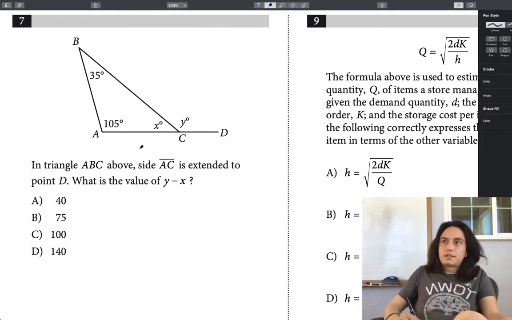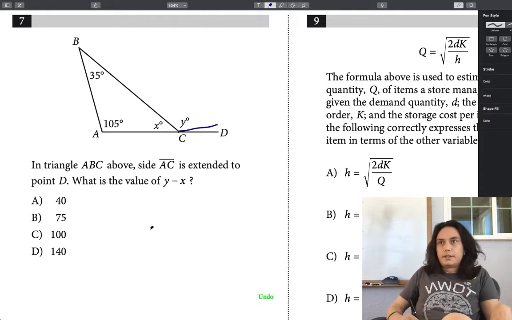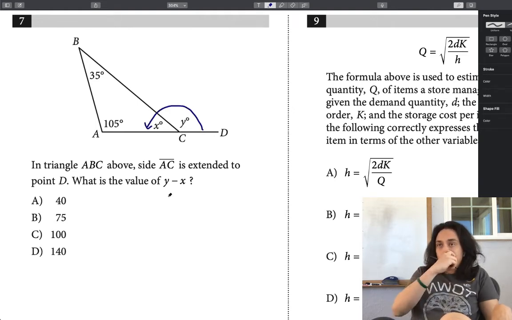Side AC. What side? AC. This side. It's part of the triangle. All right, cool. Side AC is extended to point D. Oh, look, it goes over here. All right, fine. What is the value of y minus x? Oh, interesting. Well, I'll tell you what. Y plus x is 180. I'll tell you that much.